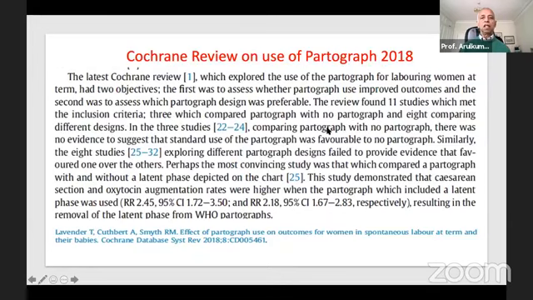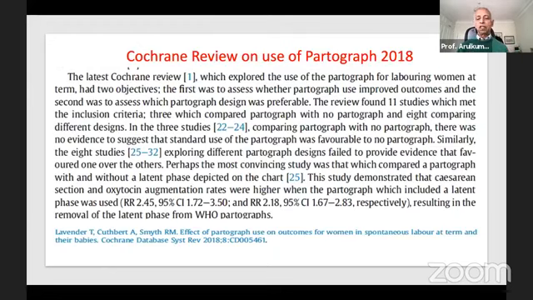And perhaps the most convincing study compared one with and without the latent phase on the chart, and the one without the latent phase had less augmentation. This study demonstrated that cesarean section and augmentation rates were higher when the Partograph included the latent phase. So WHO pulled the latent phase out. In other words, Cochrane in 2018 also came to the conclusion that they are not sure whether using a Partograph helps, which means we should do something different. So all this evidence I have suggested, plus the Cochrane, suggests we have moved from one to the other.